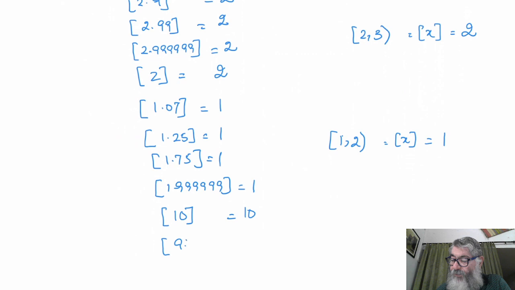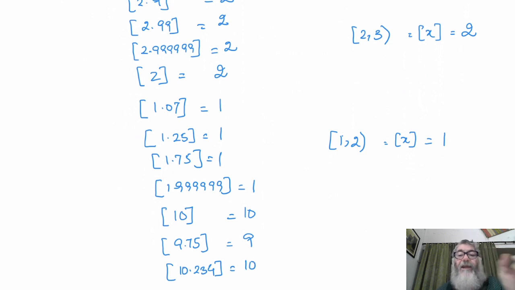Suppose it is 9.75, so it will be 9. If it is 10.234, it will be 10, because to find the greatest integer of a given number, you place it on the number line, move to the left, and the first integer you find will be the number itself.